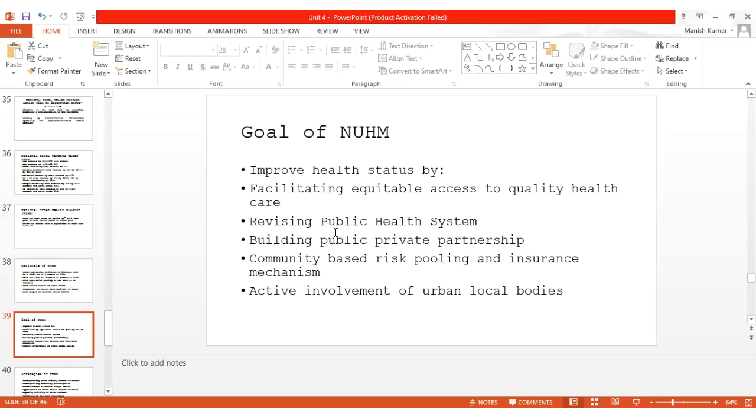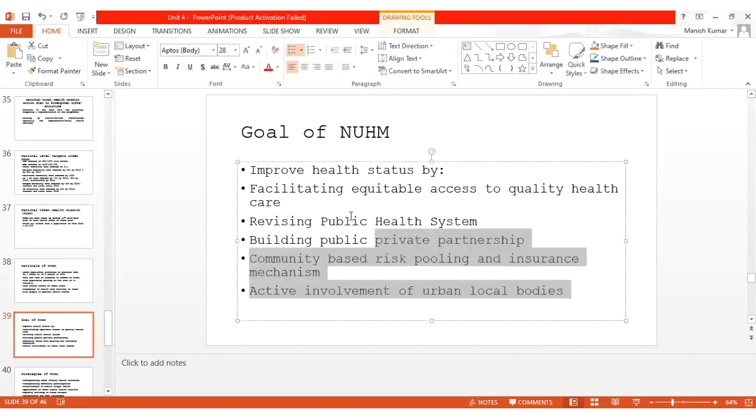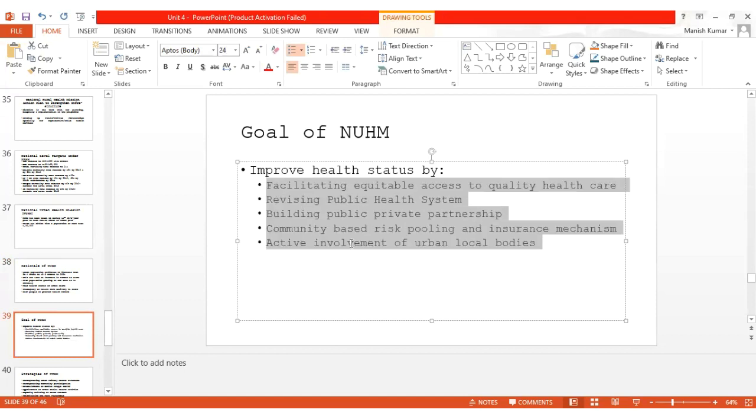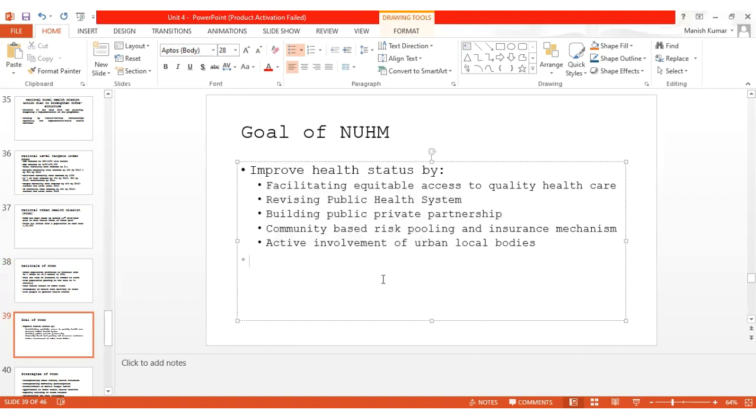So the goals of NUHM are to improve health status by facilitating equitable access to quality healthcare, revising the public health system, building public-private partnerships to cover those populations, and to reduce community-based out-of-pocket expenditure. There's something very unique in NUHM: a community-based risk pooling and insurance mechanism, and then active involvement of urban local bodies. When we say urban local bodies, these are mostly the corporators who are being nominated.